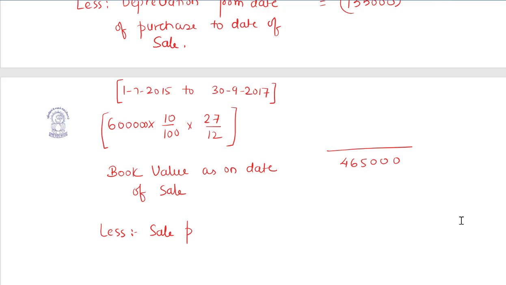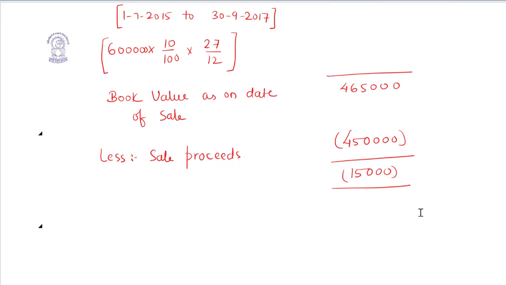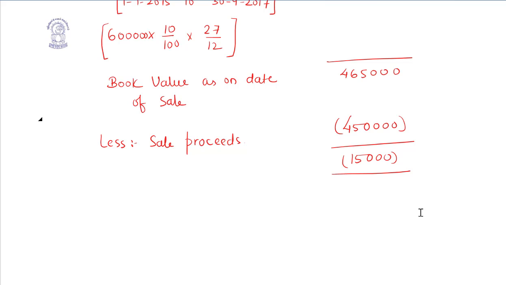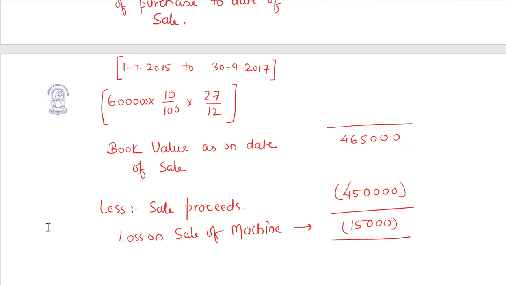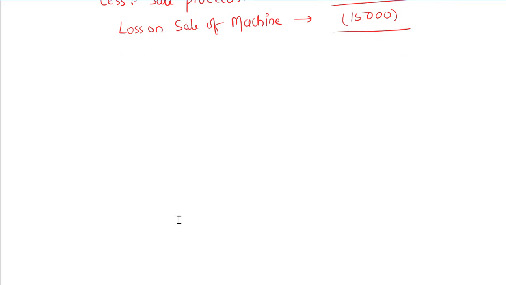Less sale proceeds 4 lakh 50,000, that is 15,000 in minus. So we made a loss over here. So just write over here loss on sale of machine. I believe you must have understood this.